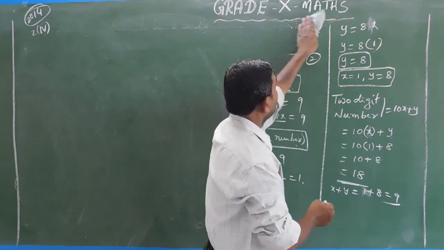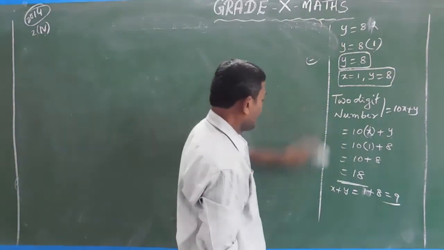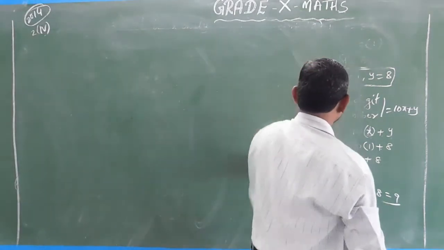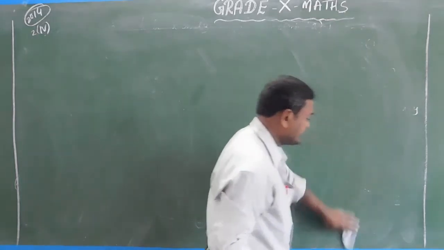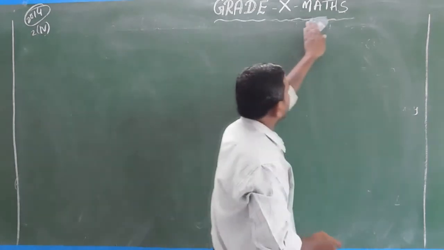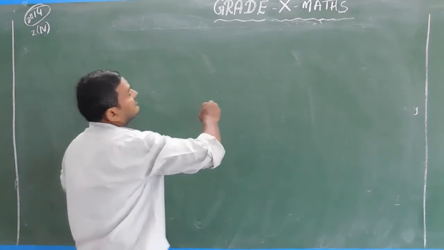x equal to 1 and y equal to 8. So the 2-digit number is 18. And the sum of digits means x plus y equal to 1 plus 8, that equal to 9.